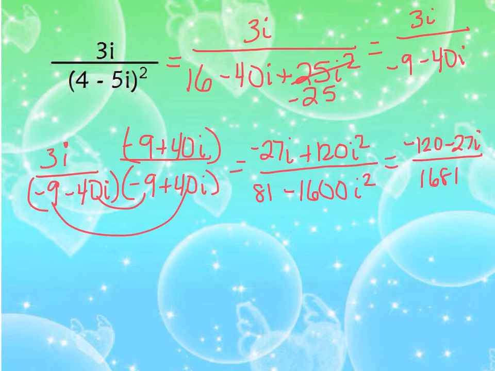And then let's just separate it out. So it's going to be a negative 120 over 1681 minus 27 over 1681 i. I don't know. I don't have my calculator with me right now. I'm going to assume that does not reduce. Maybe it does. I don't know. I'm going to go with it.